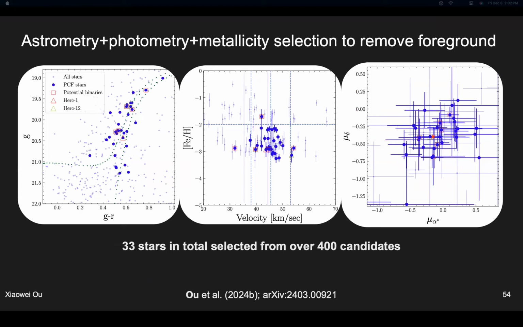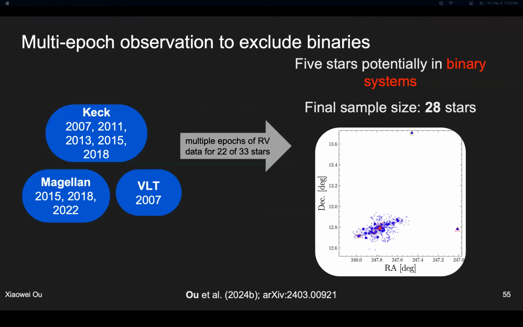To address the first problem, foreground contamination, we applied selection cuts on astrometry, so proper motions and distances, with photometry and metallicity selection all included. This gave us about 33 stars in total from over 400 candidates. And for binaries, we have to do multi-epoch observations to see if there is any significant variation in the radial velocities. Of the 22 stars that we have multi-epoch observations for, we identified 5 stars that might potentially be in binary systems and removed those from the sample.